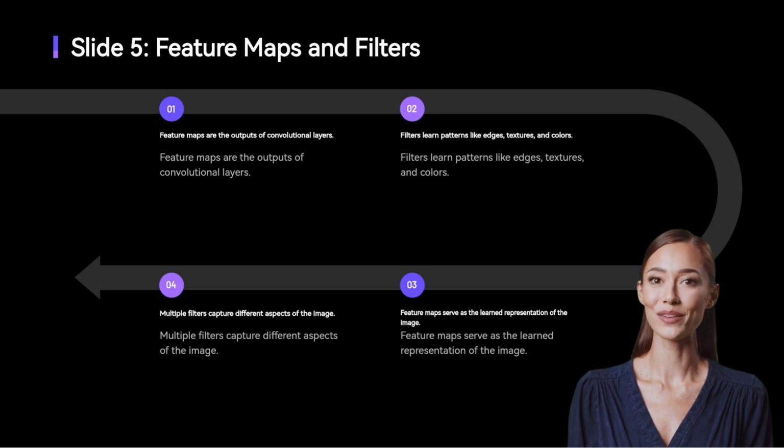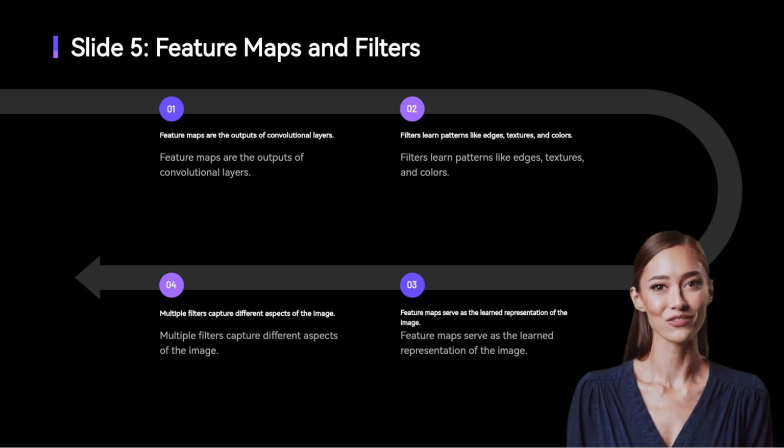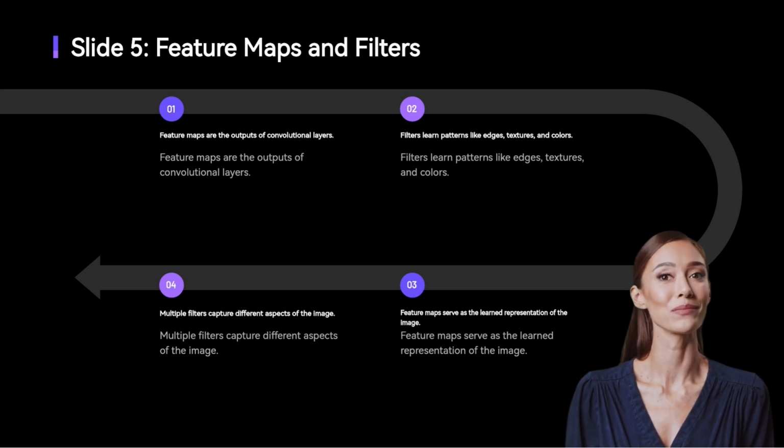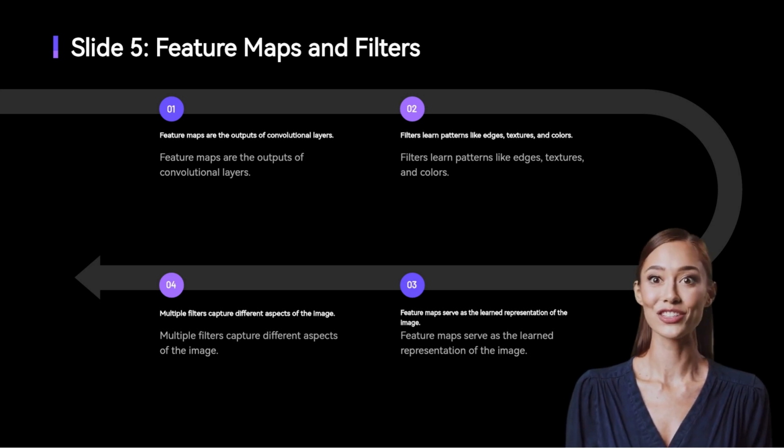Multiple filters are applied at each convolutional layer, and each filter learns to detect a different pattern or feature. For instance, one filter might detect horizontal edges, while another might detect vertical edges or corners. By using a combination of filters, CNNs can learn a wide variety of features that capture the important characteristics of an image. Feature maps provide a compact and informative representation of the image, which can then be passed through subsequent layers of the network to detect higher-level structures.